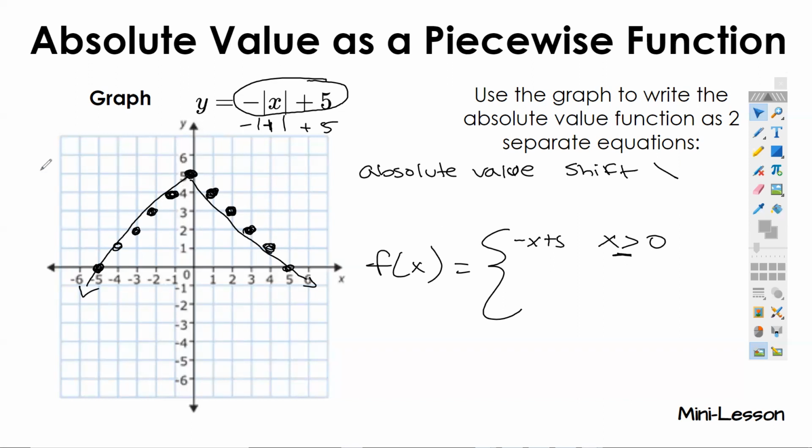When x was negative, we wouldn't have to use the absolute value because this number out here is already negative. So we're going to write this out as x plus 5, and we're going to say when x is less than 0. So we would take the negative numbers and plug them into this equation. The reason why we're using this equation is because it has a negative out front.